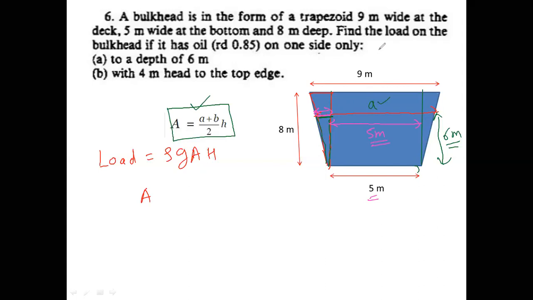So this is symmetric about this line. So 5 meter has gone here. The remaining is 4 meter, 9 meter minus 5 meter, 4 meter is left. So this will be 2 meter. This will also be 2 meter. Agree with this? So total will be 9 meter. Agree with this?